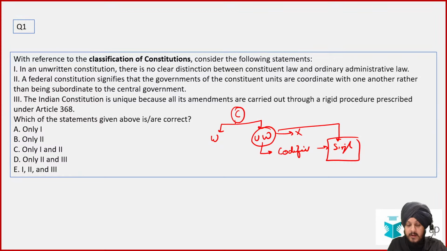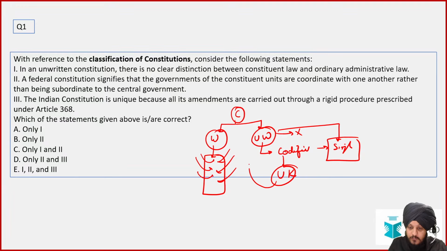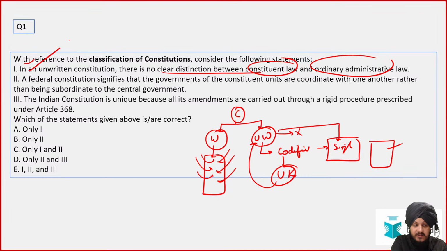For example, if I talk about India, India has a written constitution, a well defined single document under which all the different constitutional articles have been written. But if we talk about the constitution of the UK, it is an unwritten one because it has not been codified into a single document. And since it has not been codified, there is no clear distinction between the constituent law and the ordinary administrative law. So this statement is true.